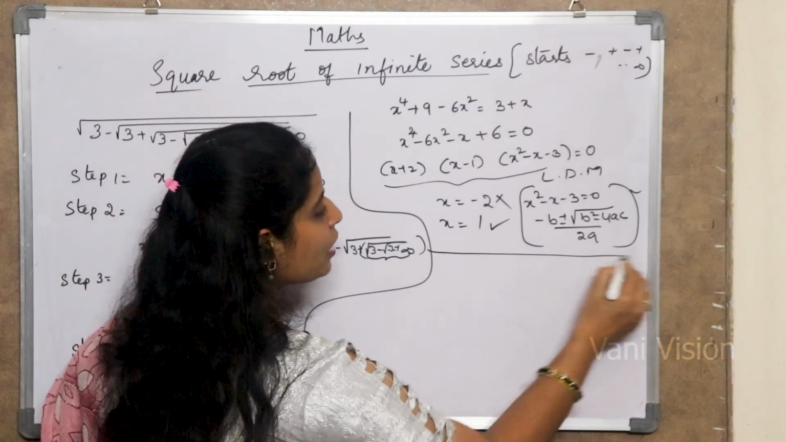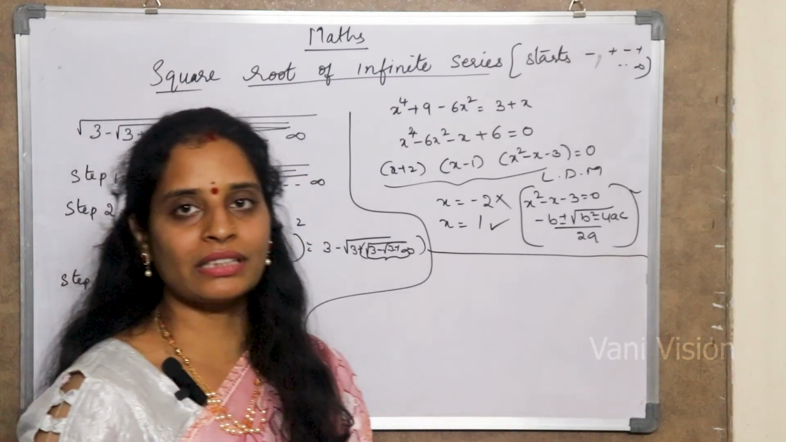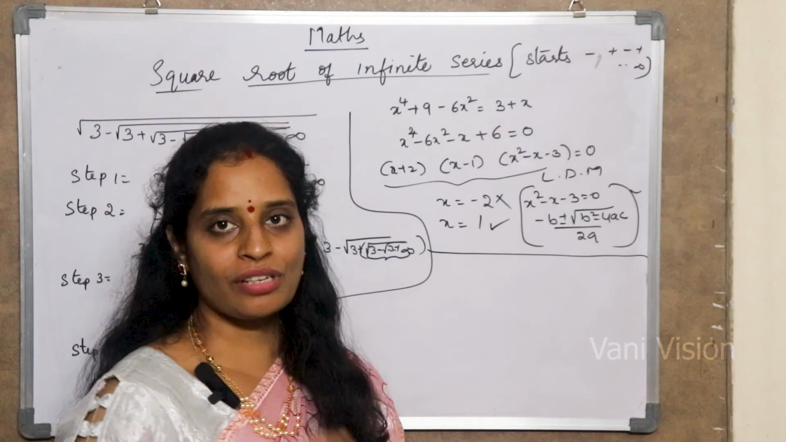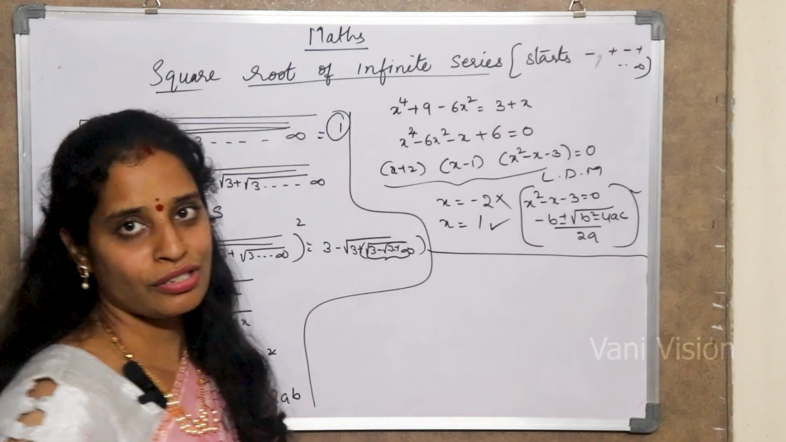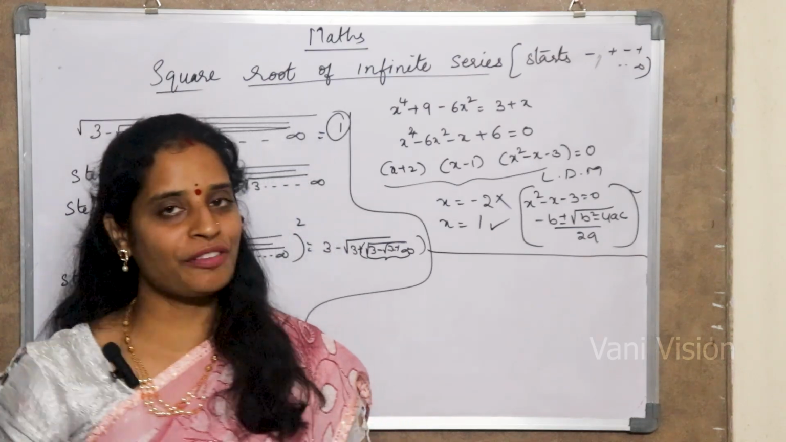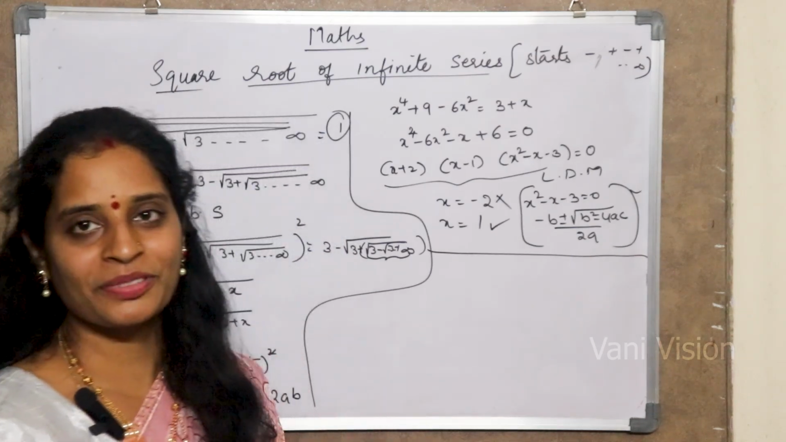And now we'll go and discuss the trick behind it. So what is our answer for this equation? It is 1. So when I use the trick also, the answer should be 1. So shall we start using the trick?